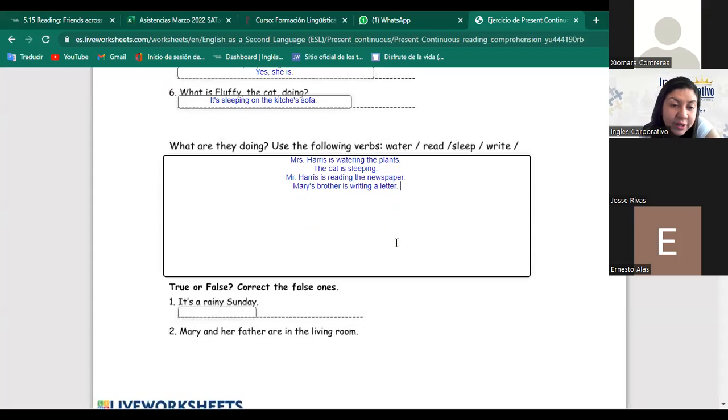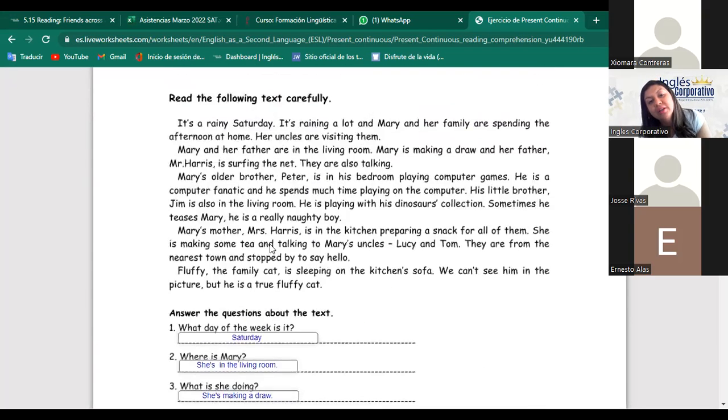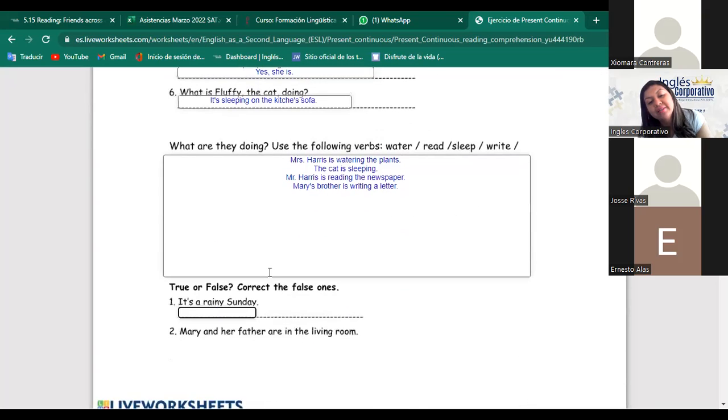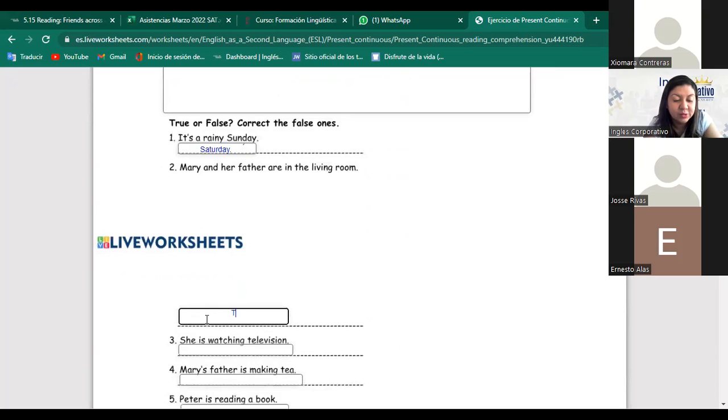It's writing a letter. True or false? Correct the false one. It's a rainy Sunday. Yes, true. False. It's false, because it's Saturday. So it's false. It's a rainy Saturday. And Mary and her father are in the living room? True. It's true.